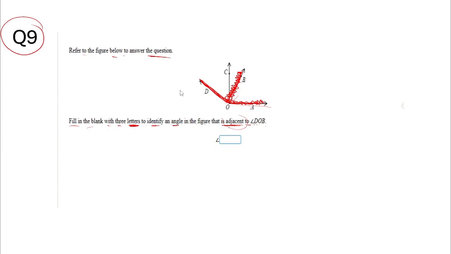So this angle is what? It's called BOA. So here will be BOA or AOB. Okay, the angle will be in the middle always. If we have three letters, the letter in the middle will be the endpoint, okay?